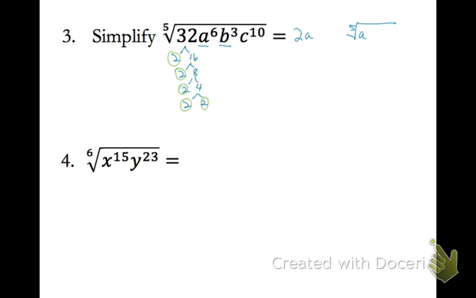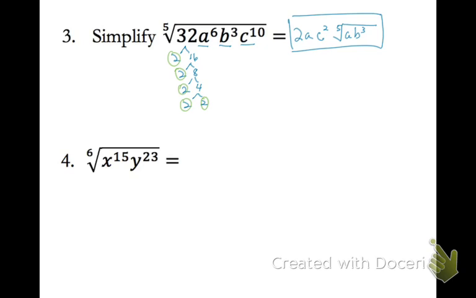Now the 5th root of a to the 6th: think of it in terms of groups of 5 a's. How many groups of 5 a's can you divide out of a to the 6th? Well, 1 with 1 left. So that's why we have a to the 1st power outside the 5th root and a to the 1st power inside. How many groups of 5 b's are there in b to the 3rd? Well, there are none, so they all stay underneath. And how many groups of 5 c's are there in c to the 10th? Well, there are 2 that come out. So our final answer is 2ac squared times the 5th root of ab cubed.